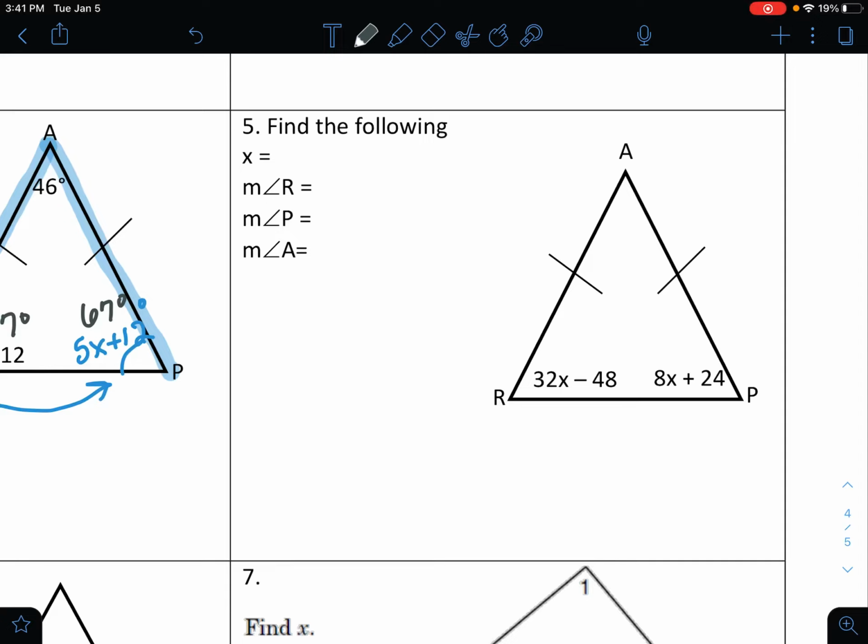So we have these two, same thing, still isosceles. So that means these two are equal to each other. That was a horrible, horrible arrow. So those are equal to each other, so this is going to be 32x minus 48 equals 8x plus 24. Okay, so they're equal to each other. Part equals part. So you just solve for x.